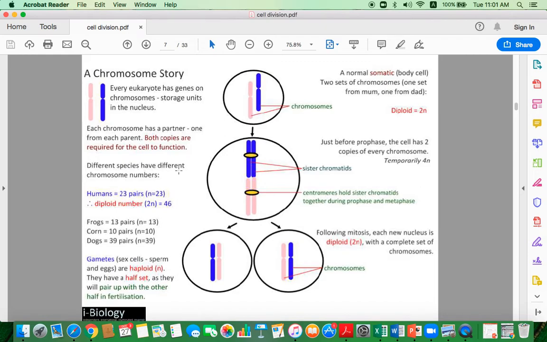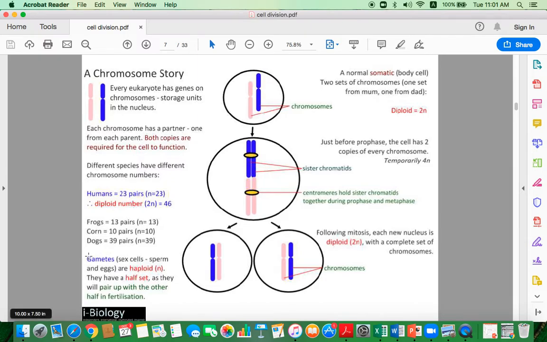Different species have different chromosome numbers. In the case of humans, we have 23 pairs, so the diploid number is 46. In frogs, the number of chromosomes is 13 pairs, corn 10 pairs, dogs 39 pairs.